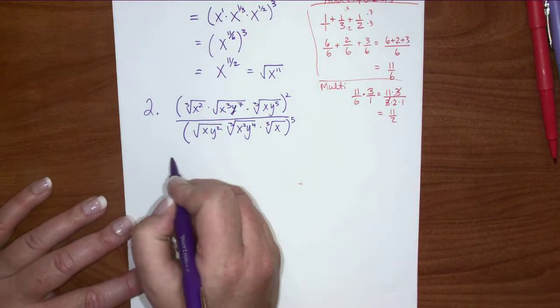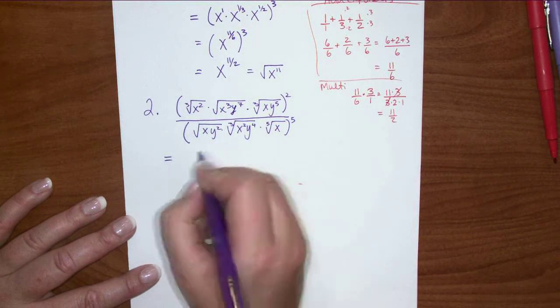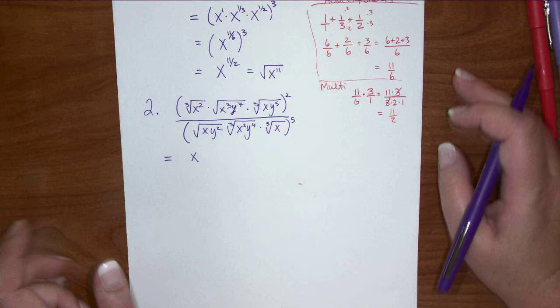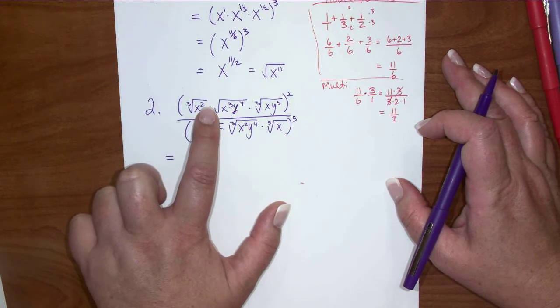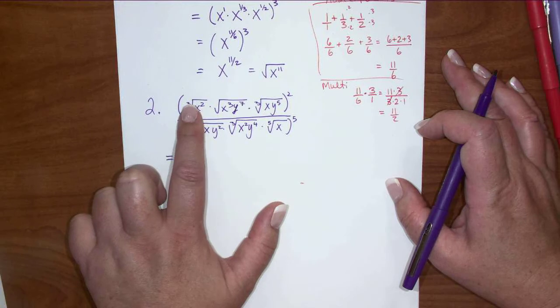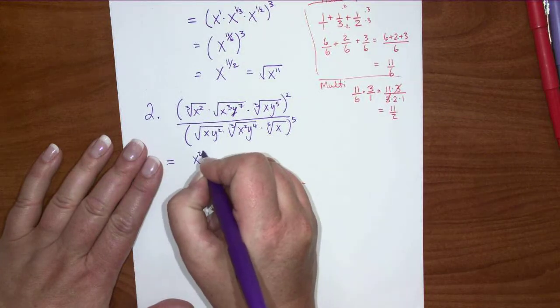All right, so what's the power on this first one? It's an x, and it's a cube root squared. So 2 over 3. So x to the 2 over 3.